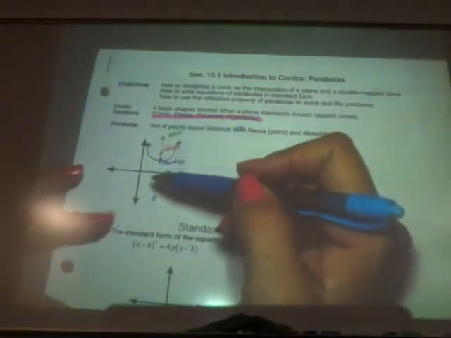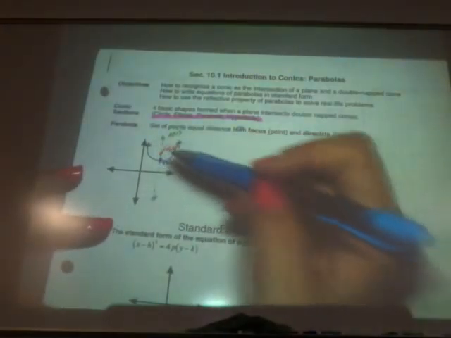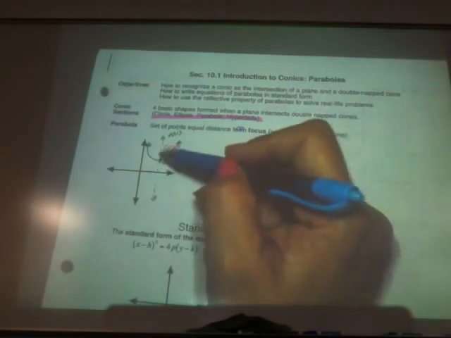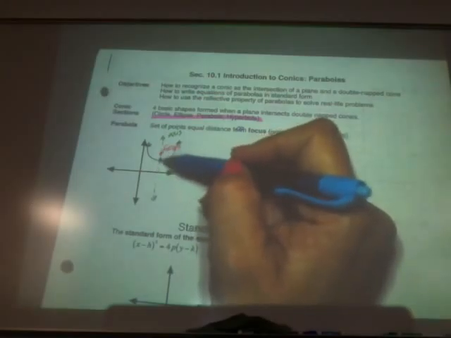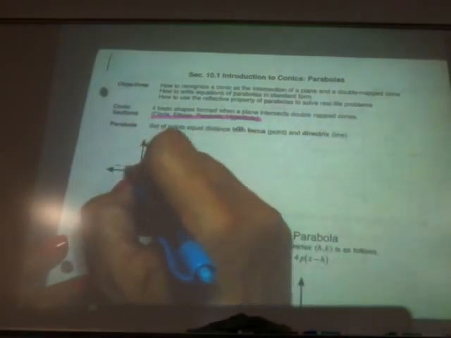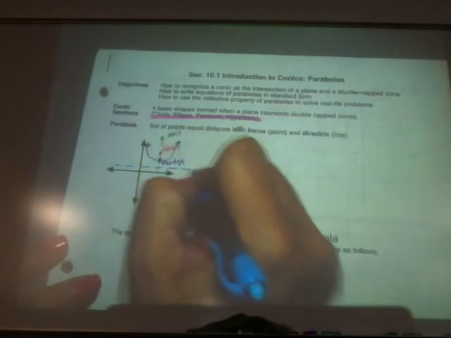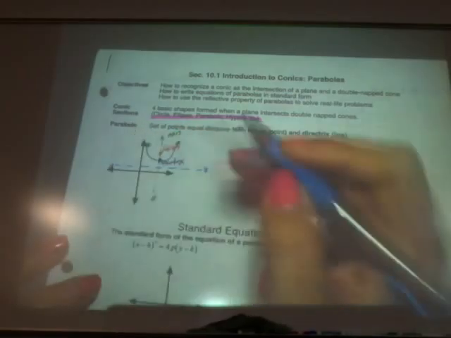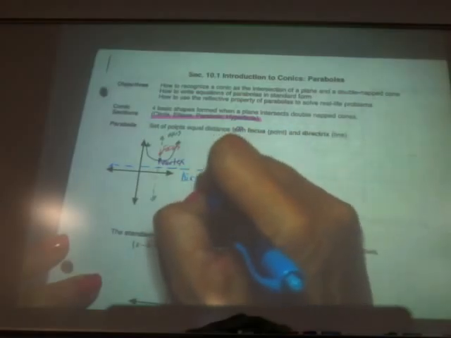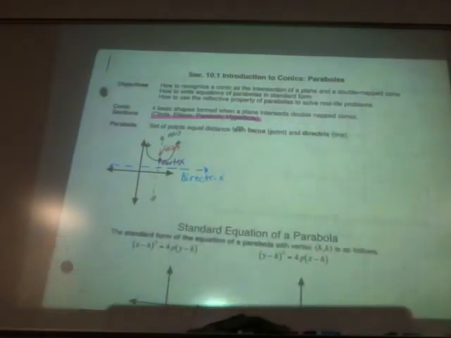Your directrix is perpendicular to your axis of symmetry, and your directrix is the same distance from the vertex as the focus is. So if the focus is, let's say, whatever that distance is, it looks to be about 1 or 2, then your directrix would be exactly that same distance. It's a dotted line like the axis of symmetry because technically it is not part of the graph. But the directrix can help you find the focus, and the focus can help you find the directrix. And both the focus and directrix are the same distance from the vertex.